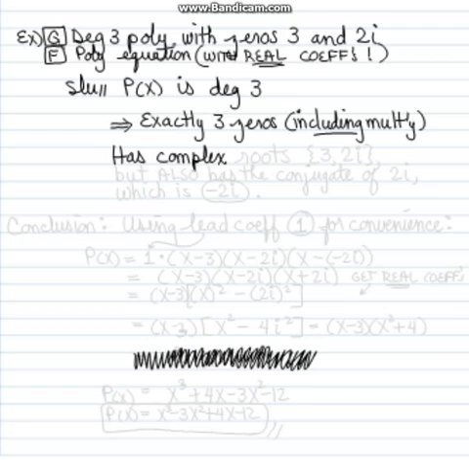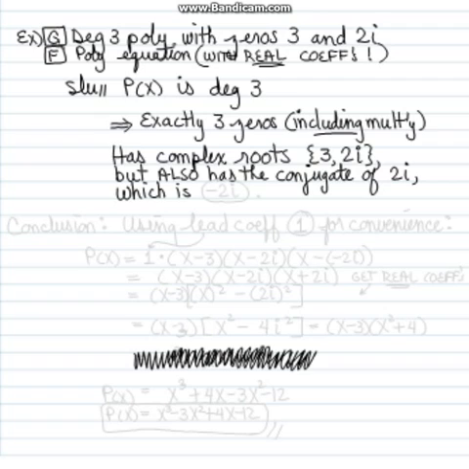Okay, so it has complex roots already, 3 and 2i. Those are complex roots. Remember, complex numbers are the set of all real and all imaginary numbers. So these are complex numbers. But it also has one more complex number, one imaginary number specifically, that didn't appear in the list. It's the conjugate of the imaginary number 2i. What is the conjugate of 2i? Negative 2i. Okay, so we actually have all 3 of the roots, 3 plus or minus 2i.